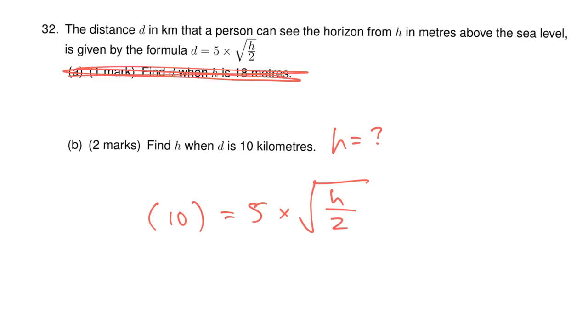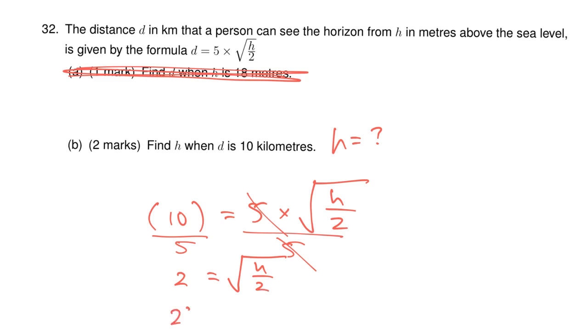First thing I'm going to do here is get rid of this times 5. The opposite of timesing by 5 is divide by 5. Do the same to both sides because they cancel out. My left-hand side now is 2. And on the right-hand side, I'm left with the square root of h over 2. The trick here is knowing what's the opposite of square rooting. Well, the opposite of square rooting is to square. So now I'm going to square both sides.